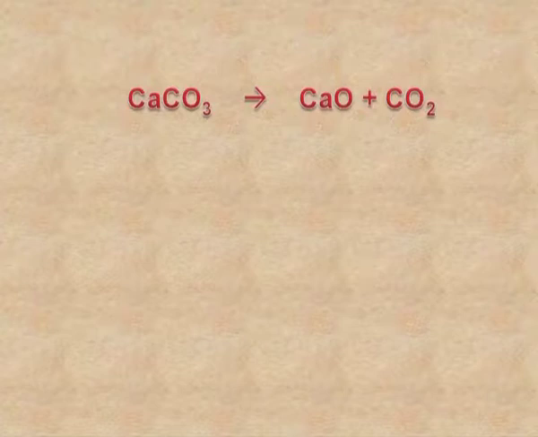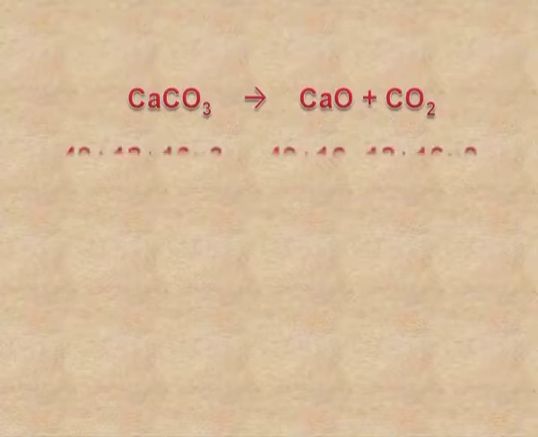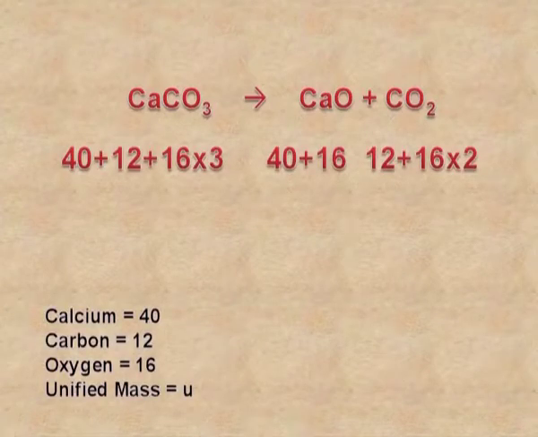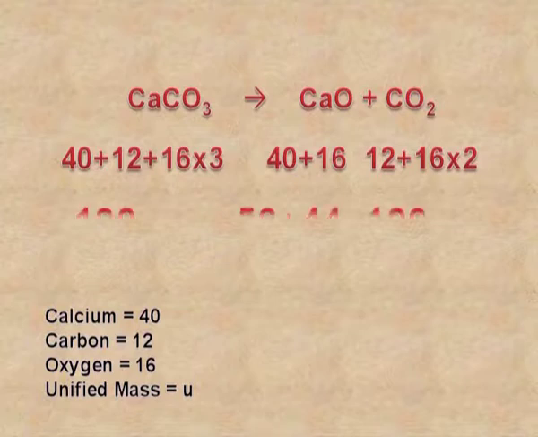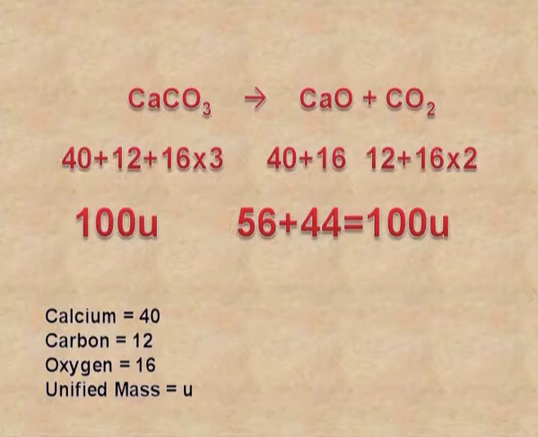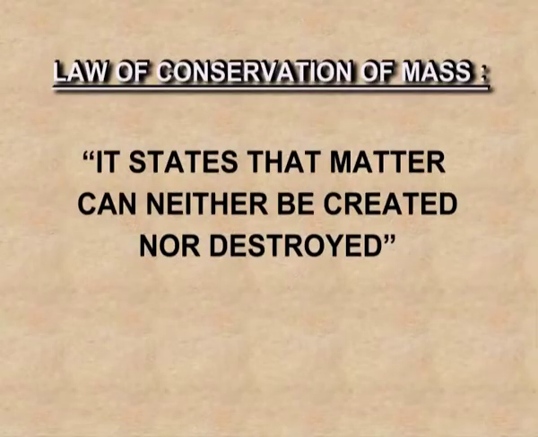I am now calculating the molecular mass. 40 is the atomic mass of calcium, plus 12 atomic mass of carbon, and 16 is the atomic mass of oxygen multiplied by 3, and it comes out to be 100 u. u is unified mass. It gives calcium oxide and carbon dioxide, and the total of the products is also 100 u. So, from this equation and this example, we can see that matter is neither created nor destroyed.